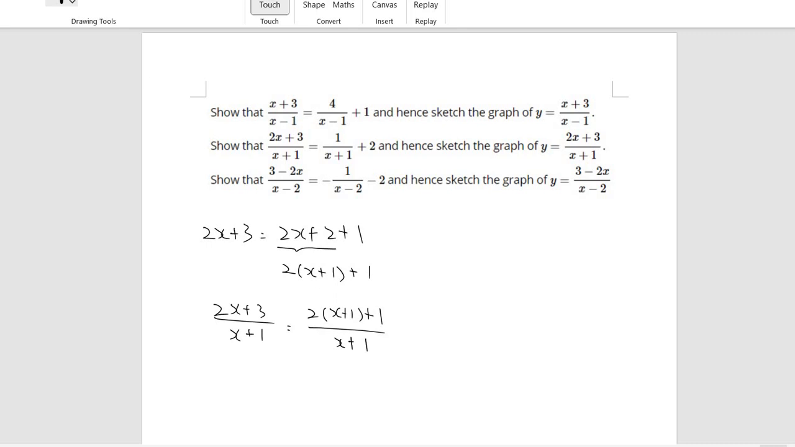Similarly to what we did previously, you just highlight this area and divide that algebraic fraction into two parts. The first part, 2 times x plus 1 over x plus 1, will give you 2, right? For the second part, you still have 1 over x plus 1. So by putting all these together, we prove that 2x plus 3 over x plus 1 is equivalent to 1 over x plus 1, plus 2.